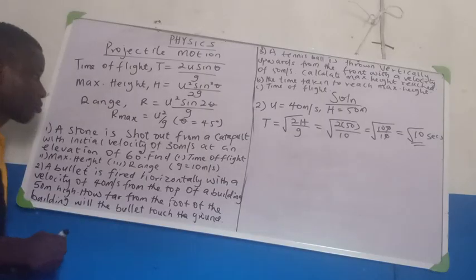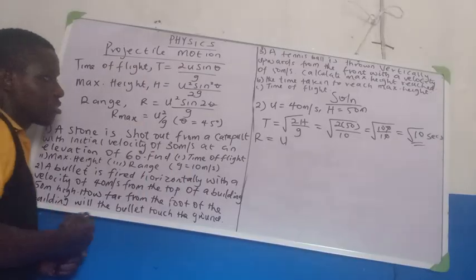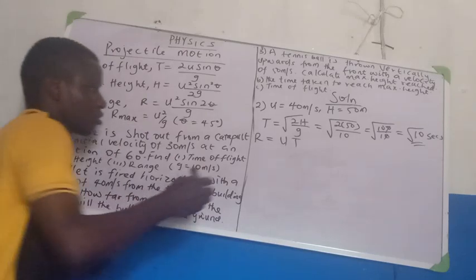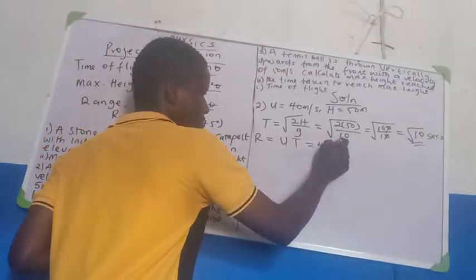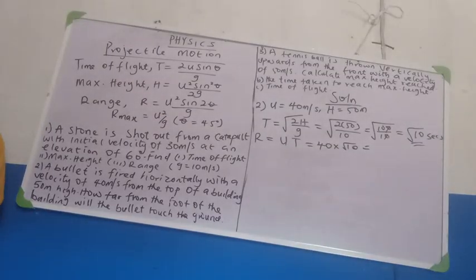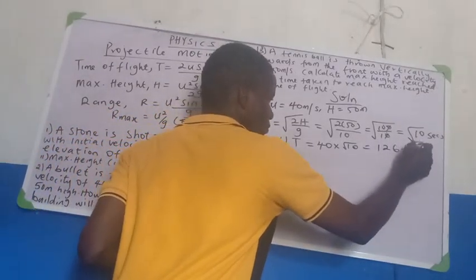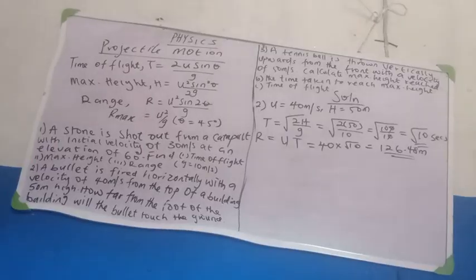So to get the horizontal range now, the range is the initial velocity in the horizontal direction times the time of flight. So the horizontal range is going to be 40 times 1.26, which is about 50.4 meters. So that will become my answer.